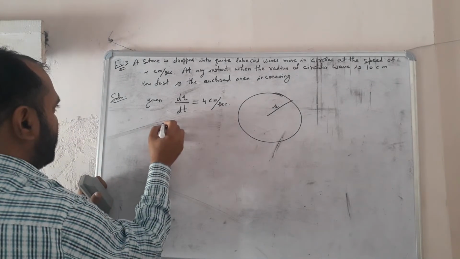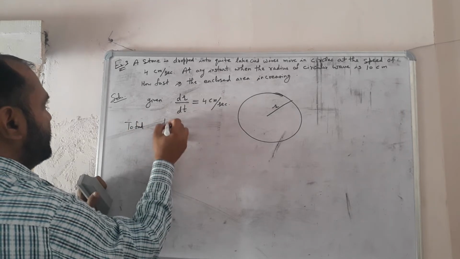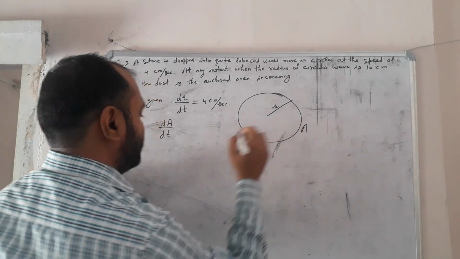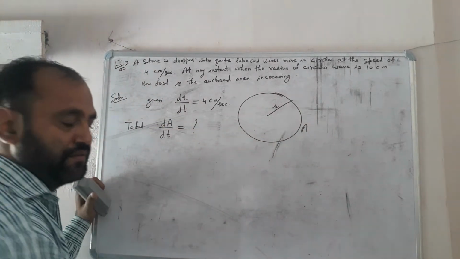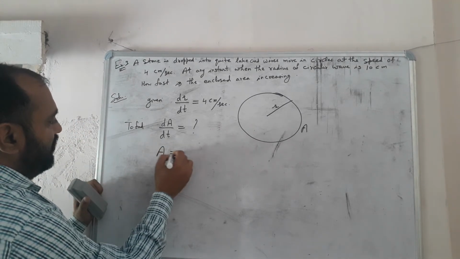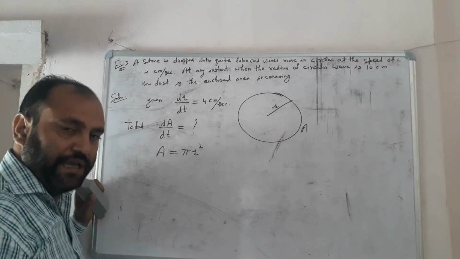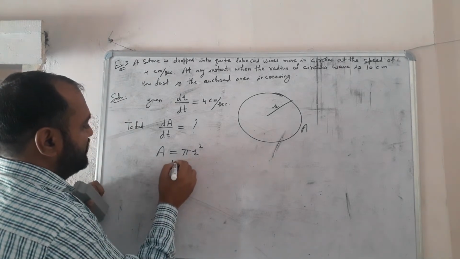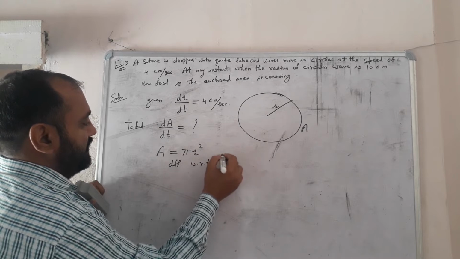अब हमें क्या फाइंड करना है? To find dA over dt. This area is A, right? So dA by dt you have to find. Now, it is very simple. As you know, the area of circle is pi r square. You know it very well. Area of circle is pi r square. Now differentiate with respect to t.